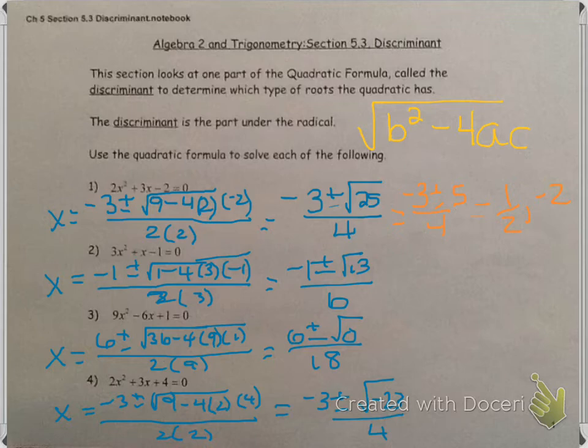In the second one, it can't be simplified because the square root of 13 cannot be broken down. In the third one, we got 0 under the square root. So we would have 6 plus 0 over 18, which would be 1/3. And 6 minus 0 over 18, which would again be 1/3. And in the last one, this one again cannot be simplified because we have a negative number under the square root, and 23 also cannot be simplified.